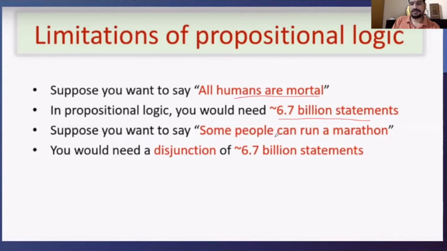There is another example. Let's say some people can run a marathon. Some people, we don't know how many people. So we need to use a disjunction of around 6.7 billion statements. Disjunction means your OR operation. So we have to use the OR operation for each and every human being. That is also not feasible.